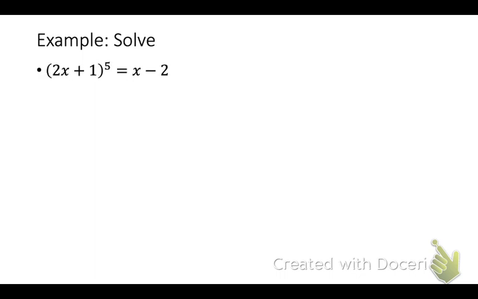So take it to the 1/5. But that didn't help me either, did it? Well, let's see. So 2x plus 1 equals x minus 2 to the 1/5. What are you going to do with that one? What did I do? I wonder if I'm missing something.